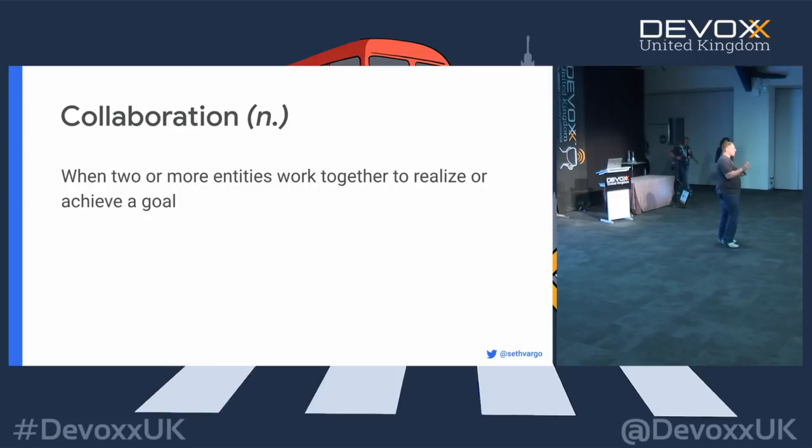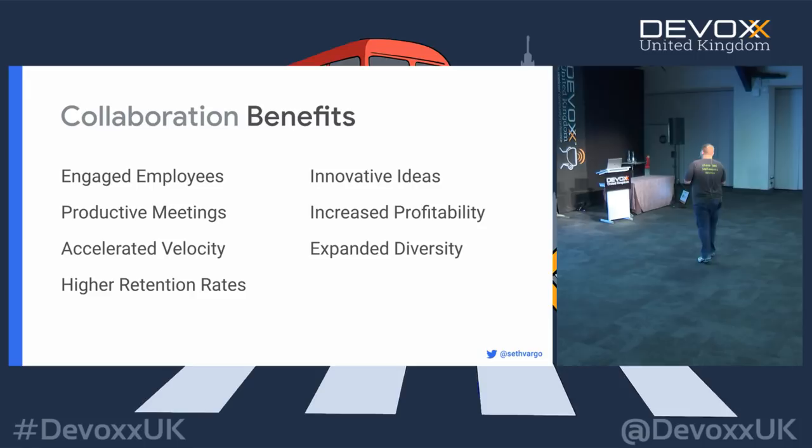The common goal is really critical. If you have two people who are working together toward different goals, we call those people enemies, not collaboration, right? The goal has to be shared. You have to be working towards the same common goal or the same common entity. Otherwise, it's not collaboration. So what does collaboration get us?